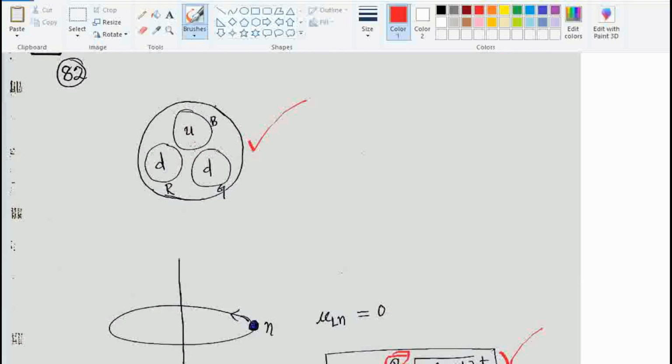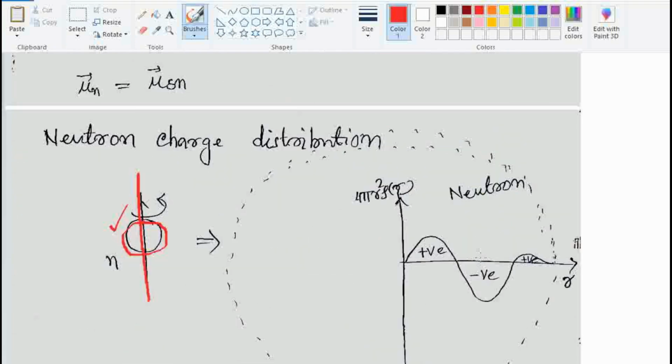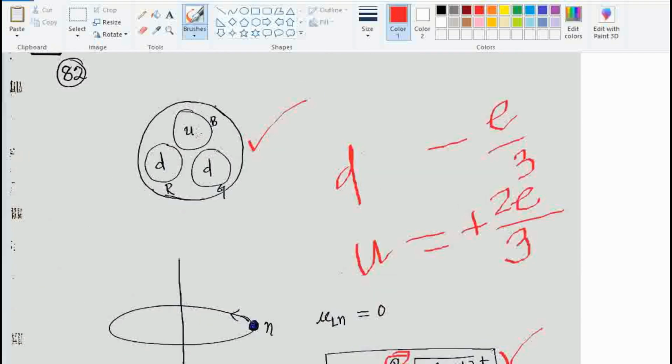Up quark has charge how much? Up quark has charge 2e by 3, and a down quark has charge minus e by 3. Sorry, down quark has charge minus e by 3, whereas up quark has charge positive 2e by 3, where this e is the charge of a proton. Okay, positive charge. So these are the charges which are distributed inside the nucleus.